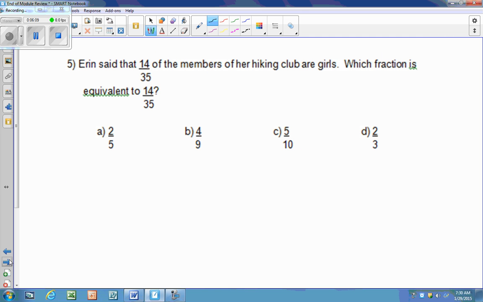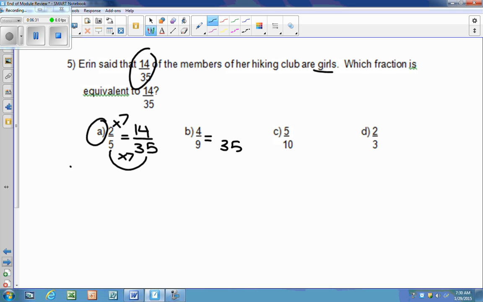Next, Erin said that 14/35 of the members of her hiking club are girls. What fraction is equivalent to 14/35? So I'm going to put 14/35 next to this and we're going to see. So I'm going to say 5 times 7 is 35. 2 times 7 is 14, so that's equivalent. Let's check the others. If I do 35, this doesn't go in even, so that's not going to work. The same goes for the other two. So my answer is A, and please notice that I still checked the rest of my answers.